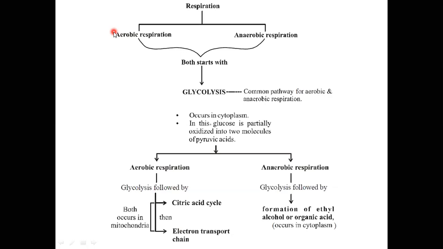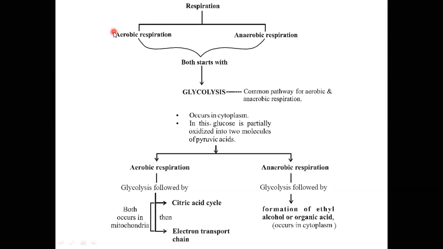Glycolysis is a common pathway for aerobic and anaerobic respiration, and it occurs in the cytoplasm. You know the cytoplasm part of the cell, which is of fluid consistency, right? In it all the cell organelles lie. And in the glycolysis process, the glucose is partially oxidized into two molecules of pyruvic acid.